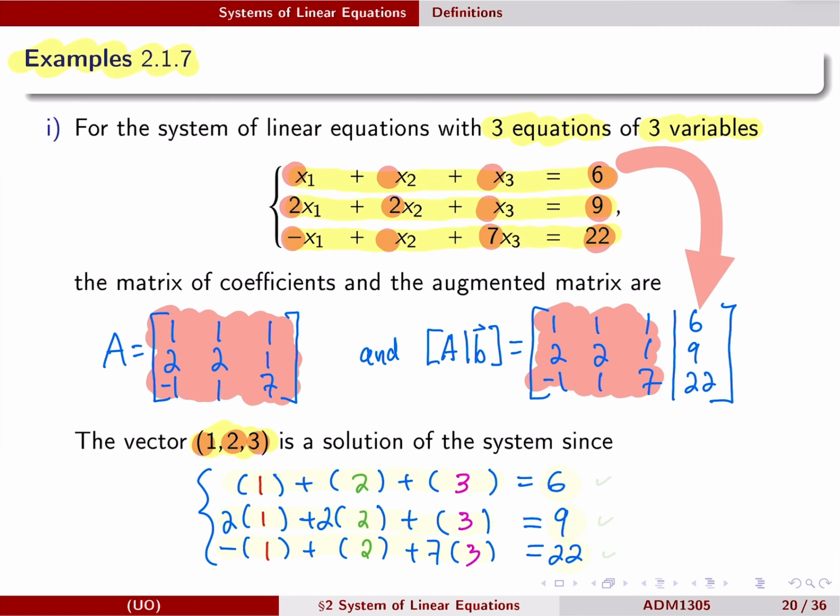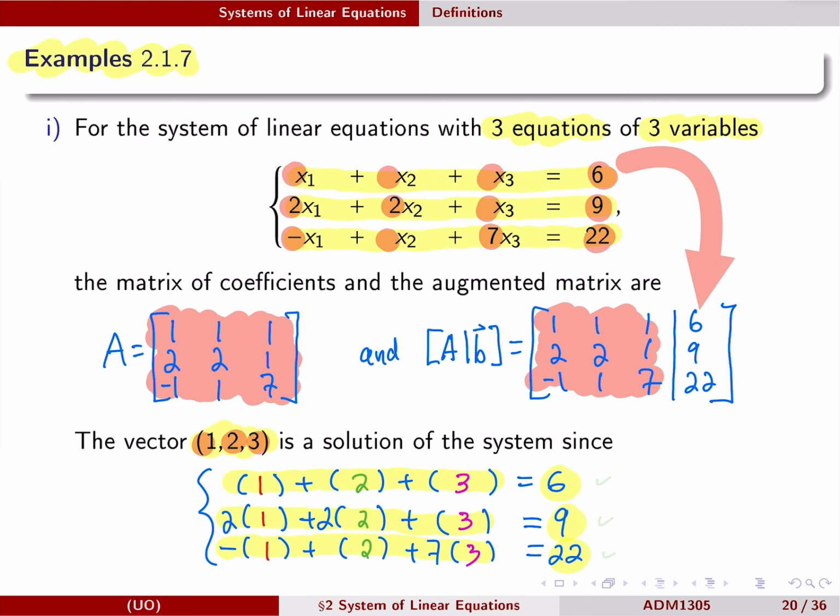So if you look at your first equation, it's 1 plus 2 plus 3. Is that equal to 6? Yes, sir. So that works. 2 times 1 plus 2 times 2 plus 3, that's 2 plus 4, which is 6, plus 3, which is 9. And then finally, minus 1 plus 2, which is 1, plus 7 times 3, which is 21. That gives me 22.